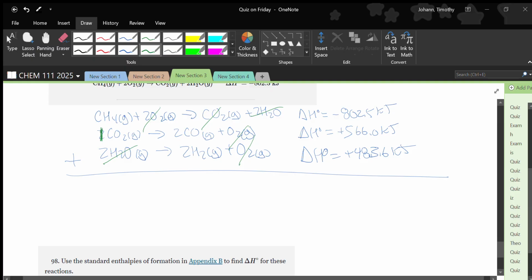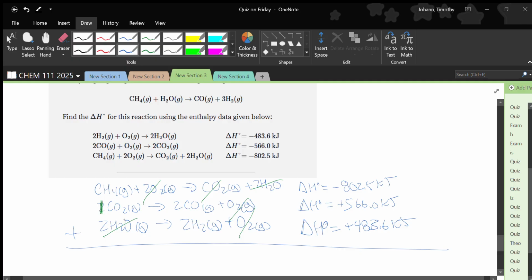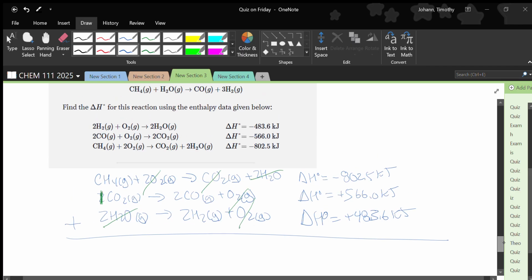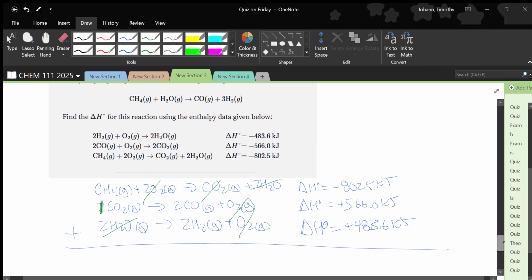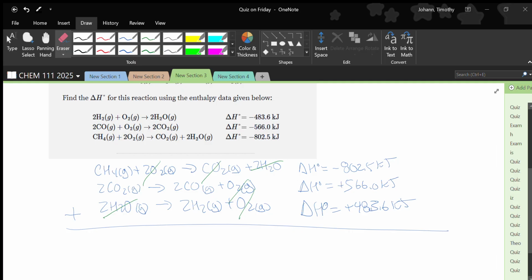2 waters and 2 waters. So what is this going to give me in the end? Is this going to give me what I wanted? Is it that easy? 1 CH4. I've got a CO2 left I have to get rid of. Okay, so since I need to get rid of the CO2s, I'm going to need to multiply this top one up here by 2, so I can cancel my CO2s.